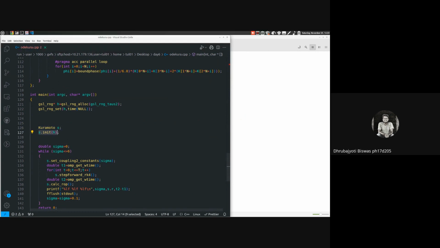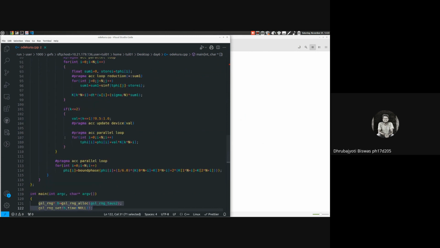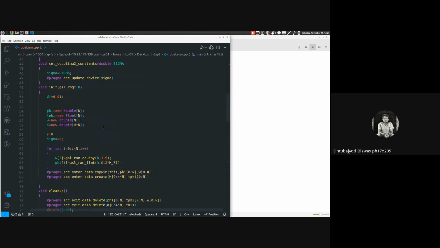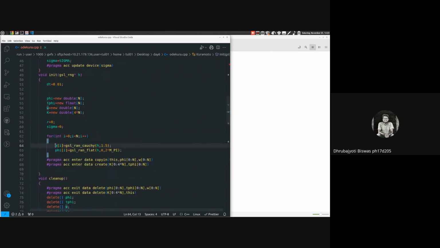I initialize it with this GSL random number generator. Why is that necessary? Because of two things. The first thing is, as I have told you, all the frequencies, the values which are stored in the omega, are random. So I have taken a random number generator and I have generated all the distribution of the omegas using a Cauchy distribution or a Lorentzian distribution that I have said before. I have chosen in this case my delta value to be 1.5, that is the delta.